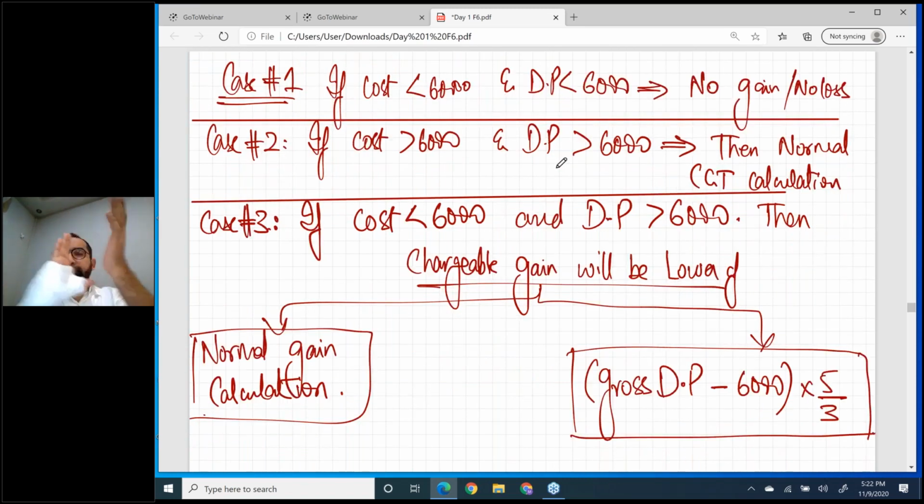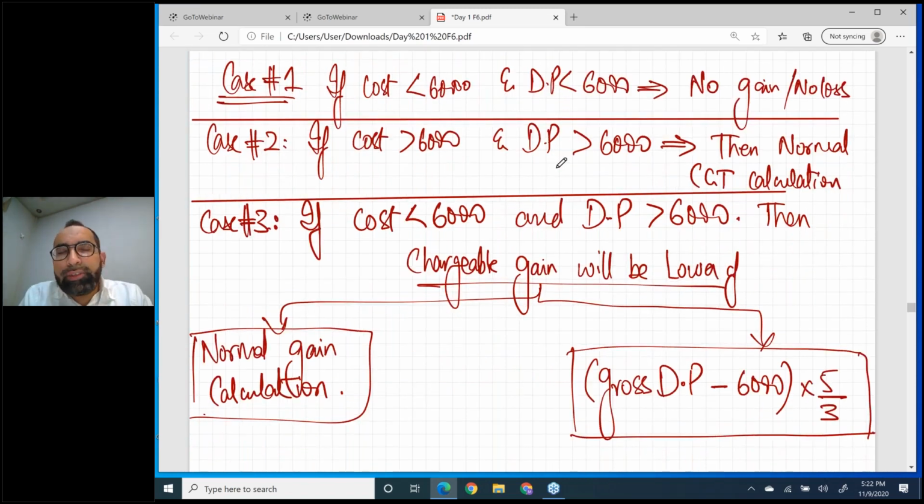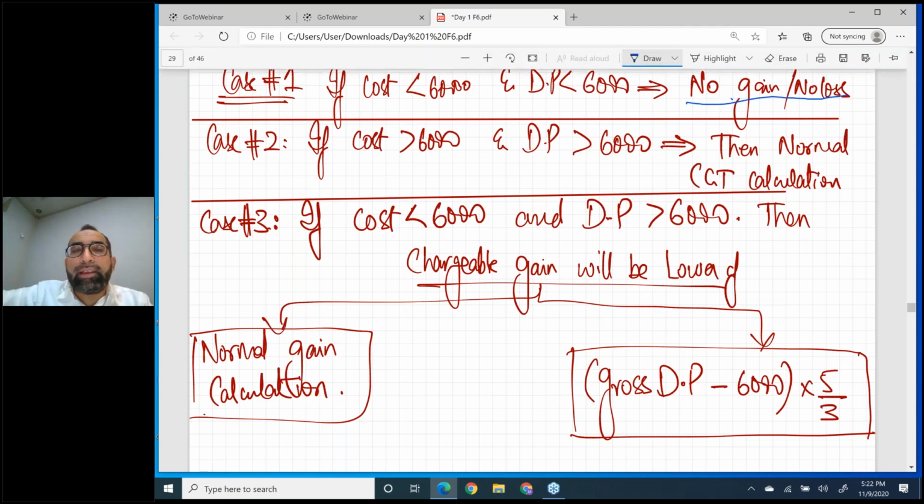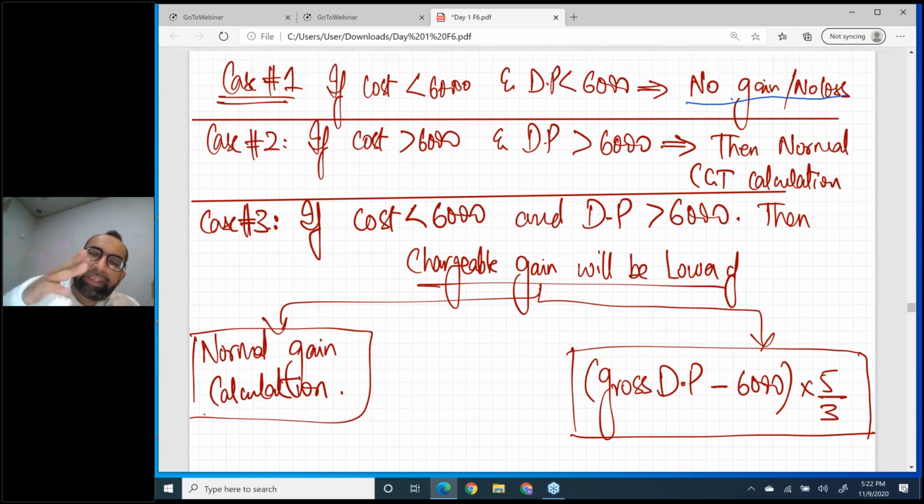Case number 1. If the cost of that non-vesting chattel is less than 6,000 and DP is also less than 6,000, then no gain, no loss. Do nothing. If cost is less than 6 and DP is also less than 6, then just ignore it. You will get marks by ignoring it.